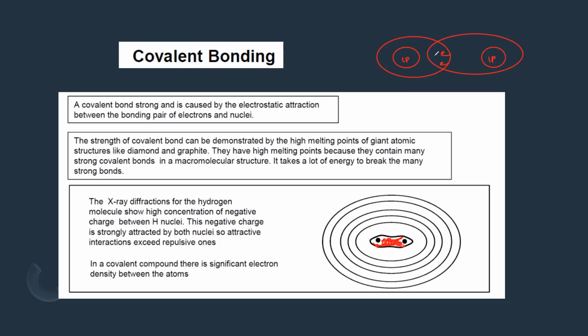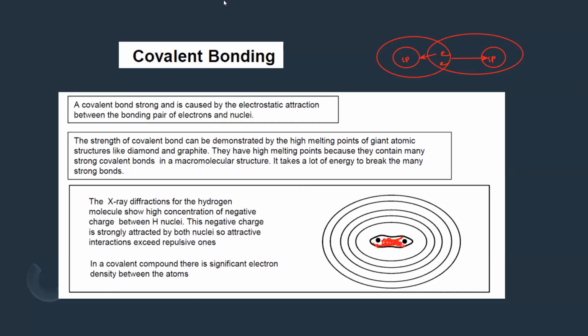So even though like charges repel each other, the negative charge is strongly attracted by both nuclei. They are attracting this negative charge, even though there is repulsion between like charges, negative and negative, or electrons, but it is attracted towards the nuclei, and that attraction exceeds the repulsion. So there is a bond or attraction which we call a covalent bond. So in a covalent compound, there is a significant electron density between the atoms.